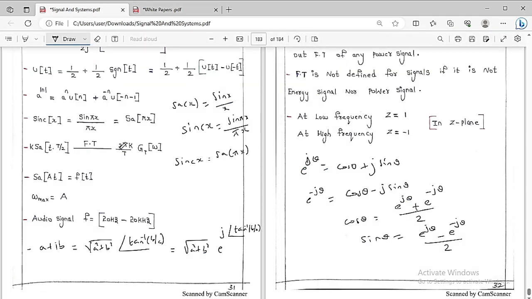The same thing is 2 pi by K into T into G T of omega. G T of omega is 1 for a time of capital T. So these things you always have to keep in your mind.